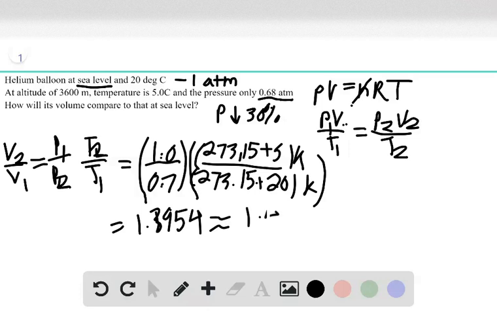So we say that the volume at this high altitude is 1.4 times the original volume. I don't know why I wrote a 4. Original V.